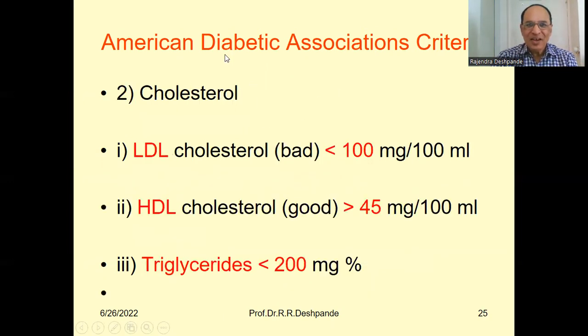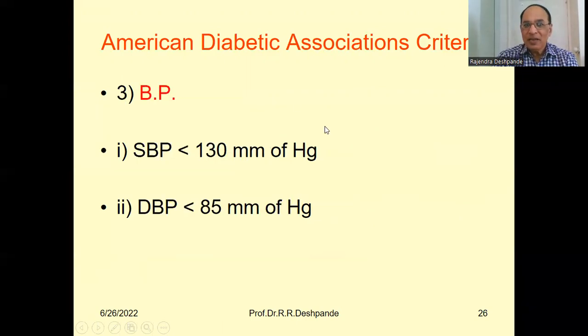Okay, next, American Diabetic Association criteria, which is approved all over the world, WHO. LDL cholesterol, that is bad, should be less than 100 milligram percent. HDL, that is good cholesterol, should be more than 45 milligram percent, and triglycerides should be less than 200 milligram percent. Then systolic blood pressure should be less than 130 mm of Hg. Diastolic blood pressure should be 85 mm of Hg.